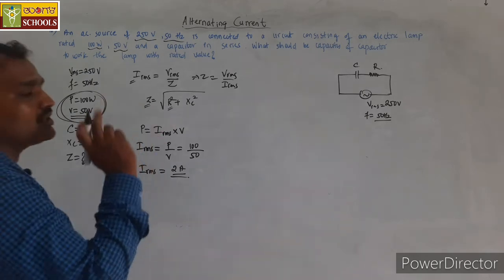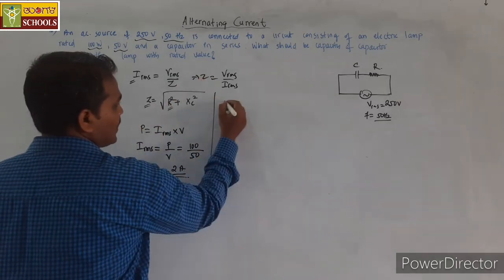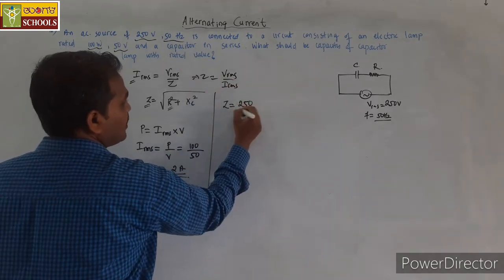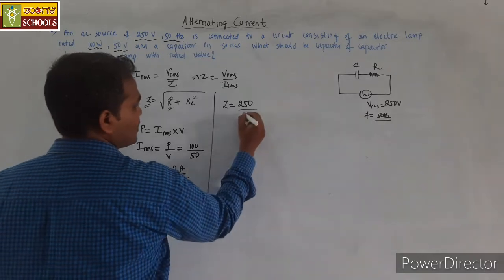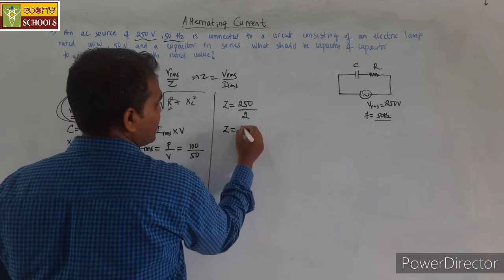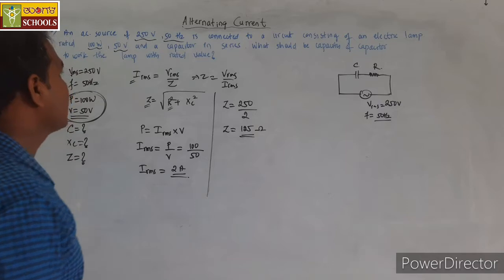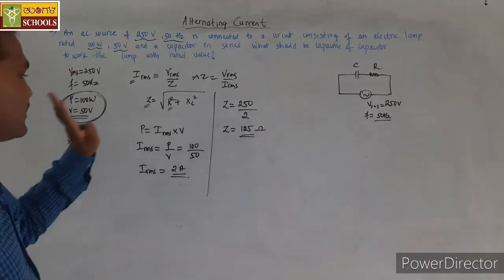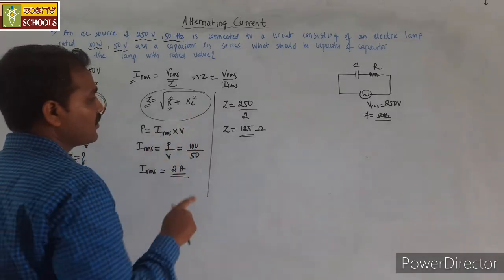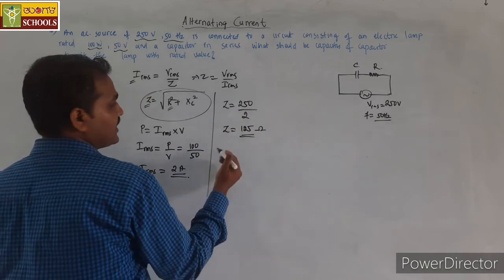The same current flows through the capacitor also. Using this I can find the value of Z. So I can write Z is equal to VRMS, 250, divided by IRMS, 2 amperes. So by this I get the impedance of the circuit is equal to 125 ohms. So I got the value of impedance Z. Now using this relation, I can find the value of XC, then I can find the value of C, such that the given bulb operates at the given rated value.